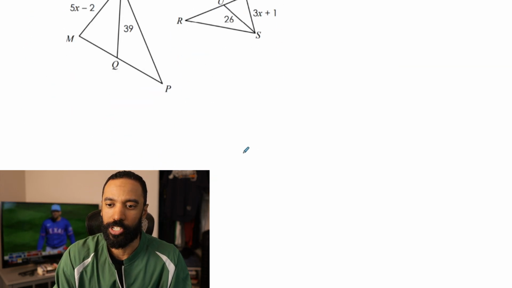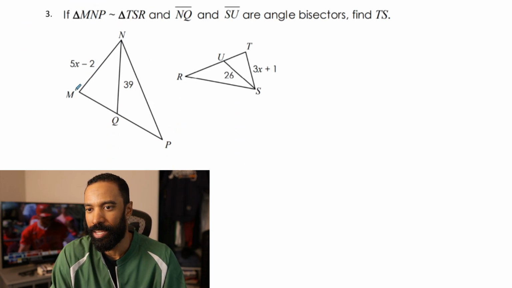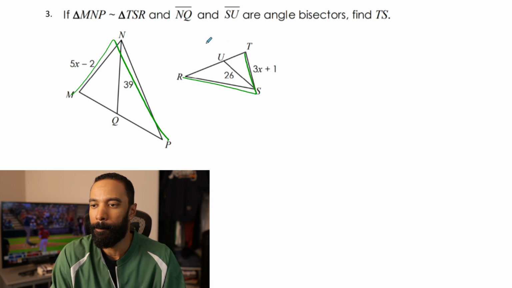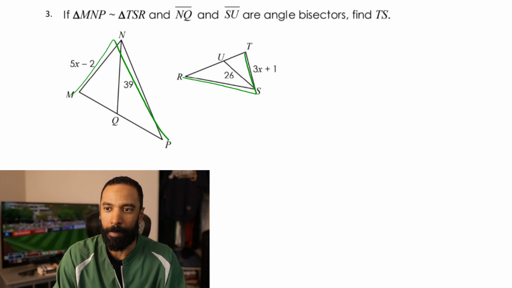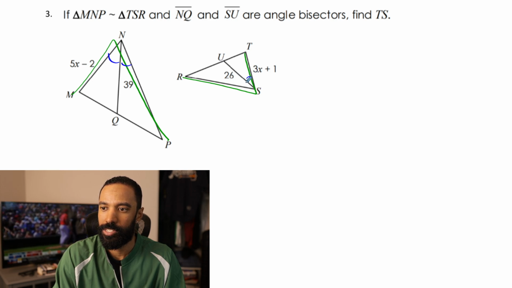And the last question, according to this thing here, is: if triangle MNP is similar to triangle TSR, and NQ and SU are angle bisectors, find TS.